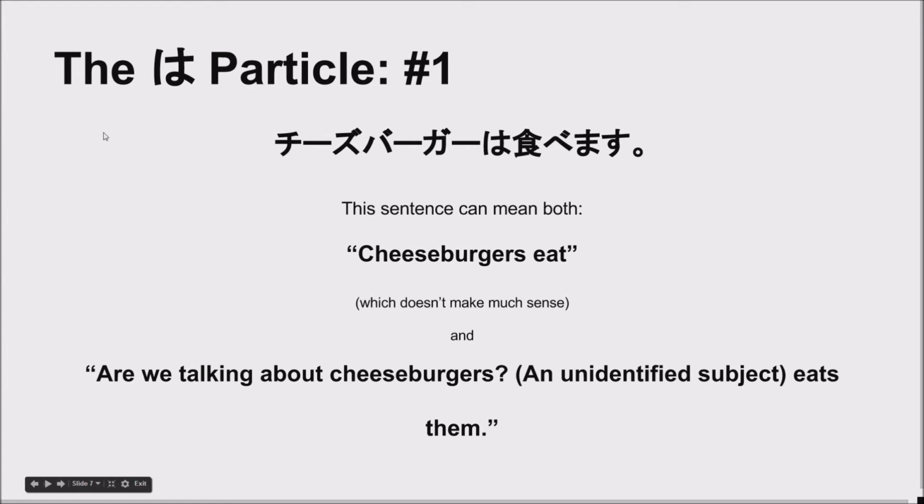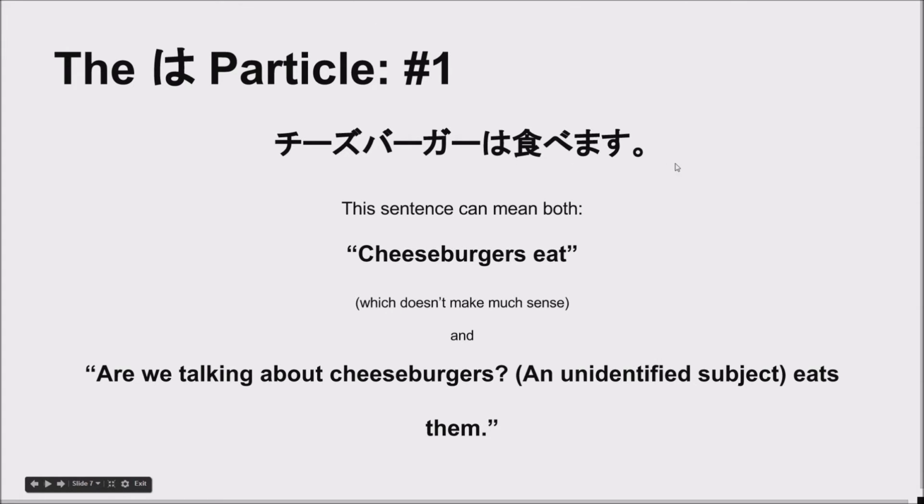In the next slide, we have cheeseburger wa tabemasu. This sentence could literally mean two things once again. It could be the subject, we're not exactly sure. It could mean cheeseburgers eat, which, honestly, doesn't make much sense unless you're talking about some crazy cheeseburger land where cheeseburgers rise up against their human overlords and eat. Or more likely, it could mean, are we talking about cheeseburgers? Well, an unidentified subject, most likely the speaker, eats them.